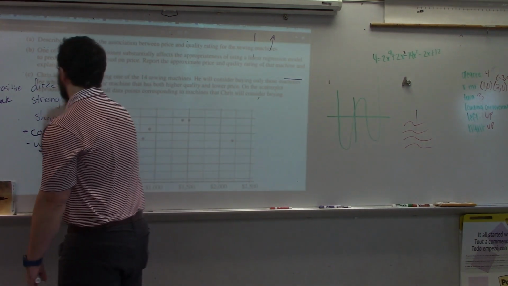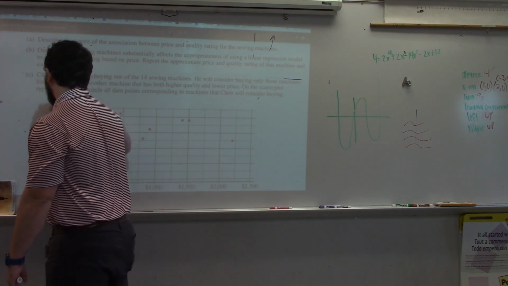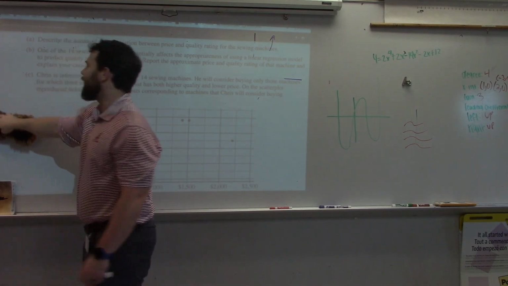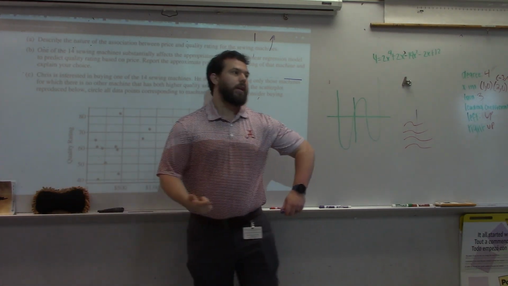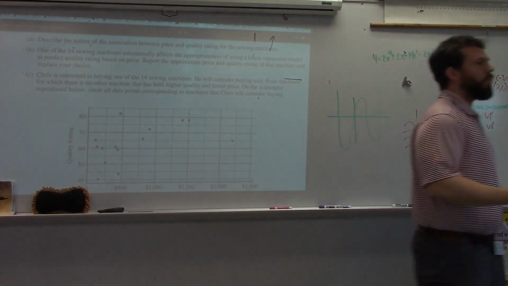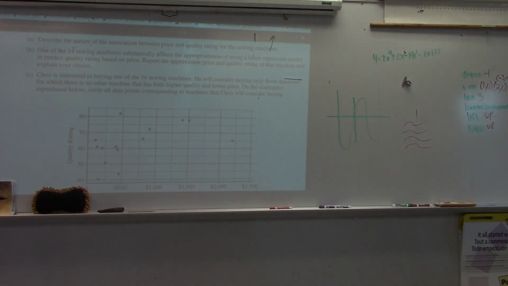They didn't expect that on this one, but that is a part of the new course and exam description, the outliers and high leverage points. So they would ask for that these days. So remember, 5 things: direction, strength, shape, context, and unusual aspects. Okay, B. One of the sewing machines substantially affects the appropriateness of using a linear regression model. Report the approximate price and quality rating.